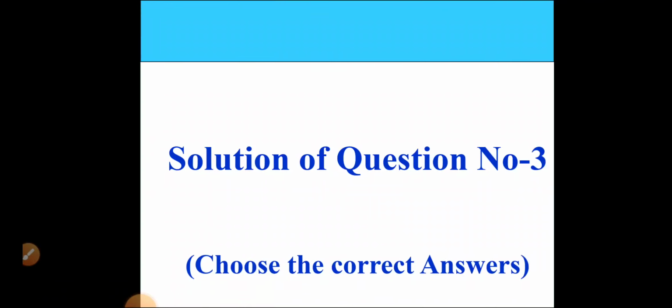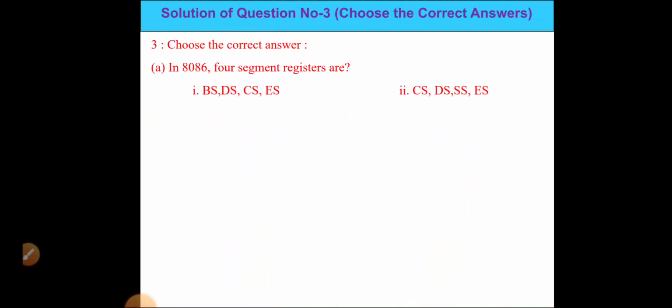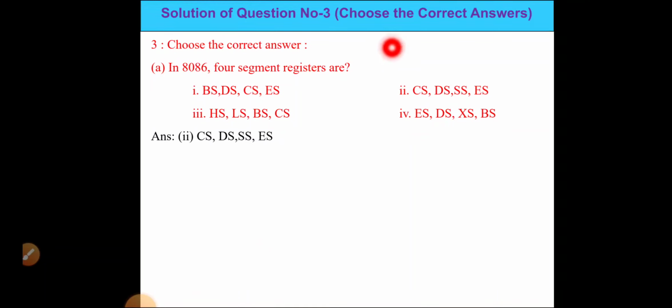Next, choose the correct answer from the multiple options. In 8086, how many segment registers are there? We already covered this question in our previous slide. There are 4 segment registers, which I have already discussed. The correct answer is CS, DS, SS and ES. So option 2 is the correct answer.